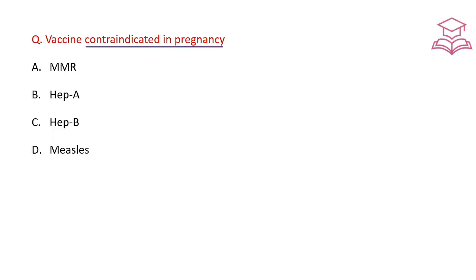Coming to the answer, we know that hepatitis A and B are killed vaccines and are safe during pregnancy. Now what about measles? Measles is a live vaccine, so contraindicated in pregnancy. So it can be an answer. And what about MMR? It is also a live vaccine and contraindicated during pregnancy. The best answer is MMR because in measles, the antibodies produced are only in picogram amounts, whereas due to the rubella component, the MMR is having more antibody production.